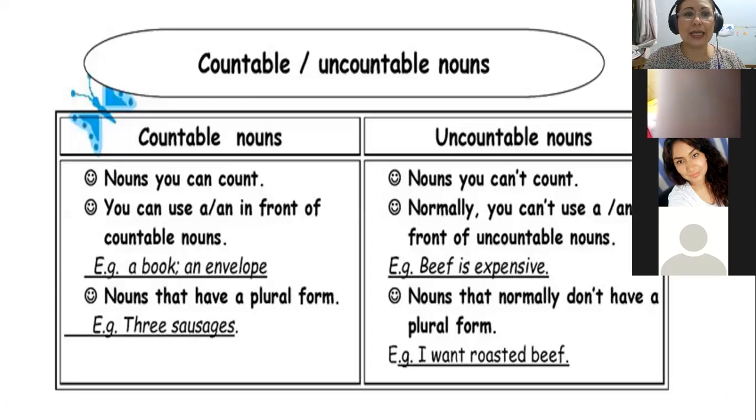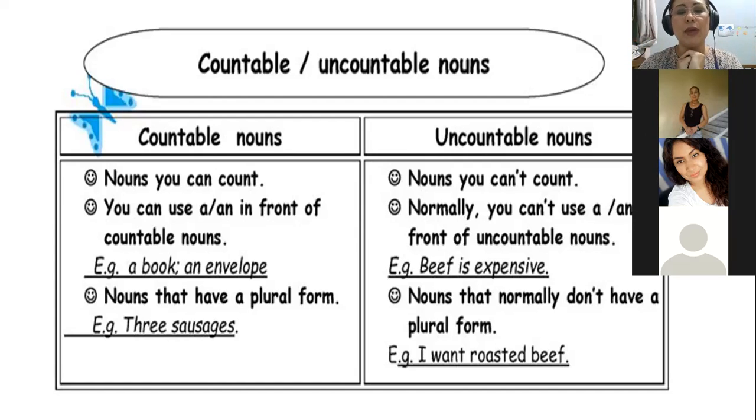But I have some other examples of uncountable. Those are nouns that you cannot count. No los podemos contar. Normally you can't use a or an in front of uncountable nouns. Normalmente no podemos utilizar, ¿verdad? El quantifier o la expresión a, an, uno, una, ¿verdad? No podemos porque no los podemos contar. Y an significa uno, una. For example, I say beef is expensive, ¿verdad? En este caso, la carne de res. Beef is expensive. Nouns that normally don't have a plural form. Nombres o sustantivos que no tienen un plural. For example, I want roasted beef. Quiero carne rostizada, ¿verdad? Roasted beef. So they don't have a plural form.